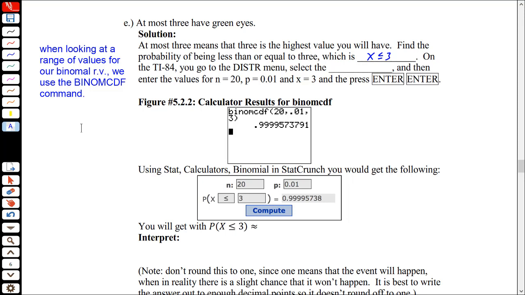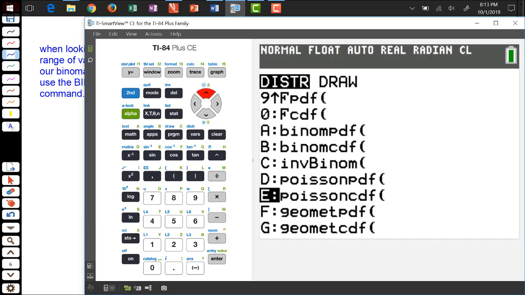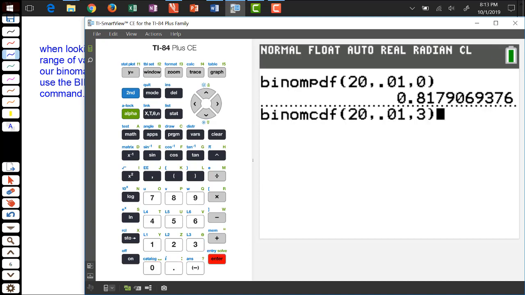So what we're going to do is we're going to go to the distributions menu and we're going to select the binom CDF command, and we're going to enter in n is 20, p is 0.01, and x is 3. So showing you on the calculator, go to distributions, binom CDF, and again, if it gives me menu style, I'll say 20, 0.01, and 3, or if it just pops it up on the screen, we type in 20, 0.01, 3.